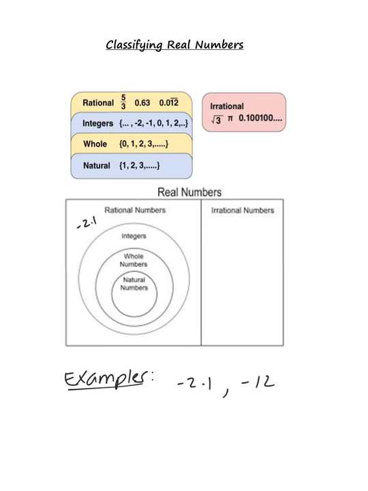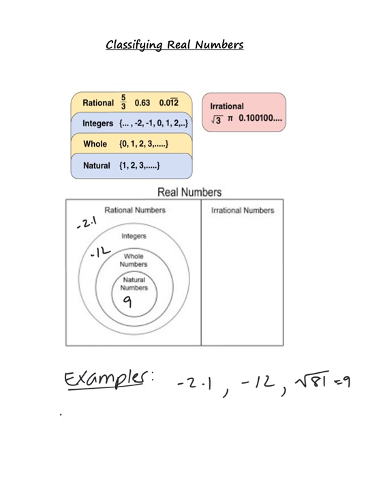The number negative 12 is an integer, and it's rational, and it's real, but it's not a whole number because whole numbers can't be smaller than 0. Another example we did was the square root of 81. Well, the square root of 81 is really 9, so 9 is a natural number. And by putting it there, you're saying that it's natural, it's whole, it's an integer, it's rational, and it's real.